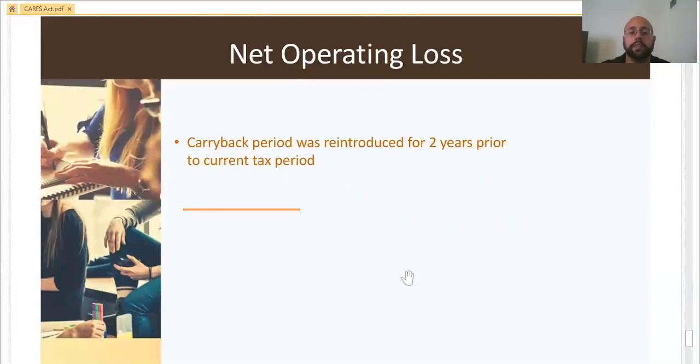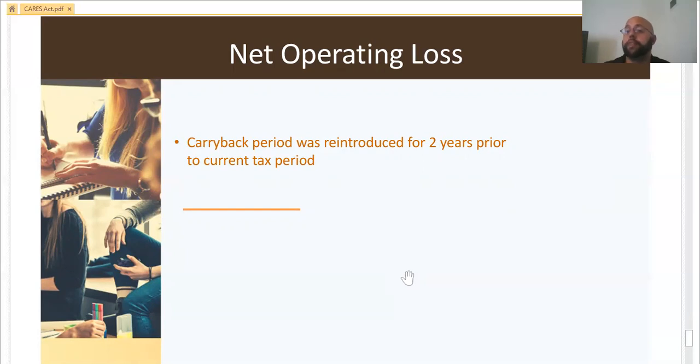Finally, carryback period. Most small businesses, virtually all small businesses, probably won't really appreciate this benefit. Just to give you a quick rundown of what this is. Prior to 2017, if you had a loss, you could carry it back into two prior years to take advantage of the loss and offset any profits and get a refund on taxes paid. In 2017, they got rid of this carryback, and you had to carry forward. They brought it back just for this year.